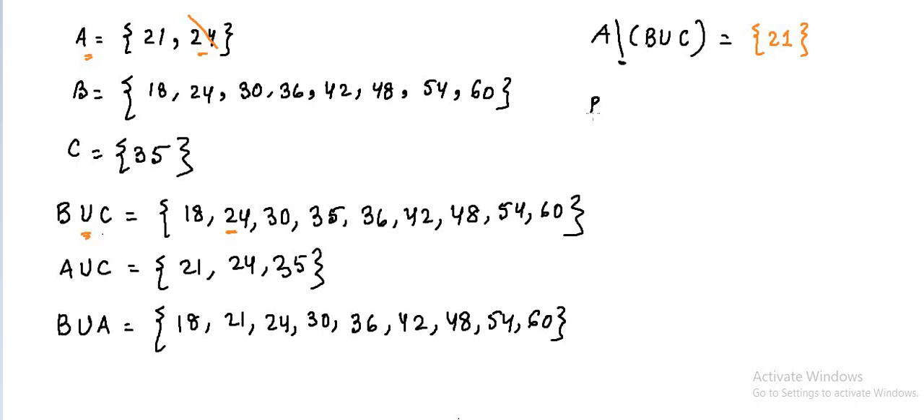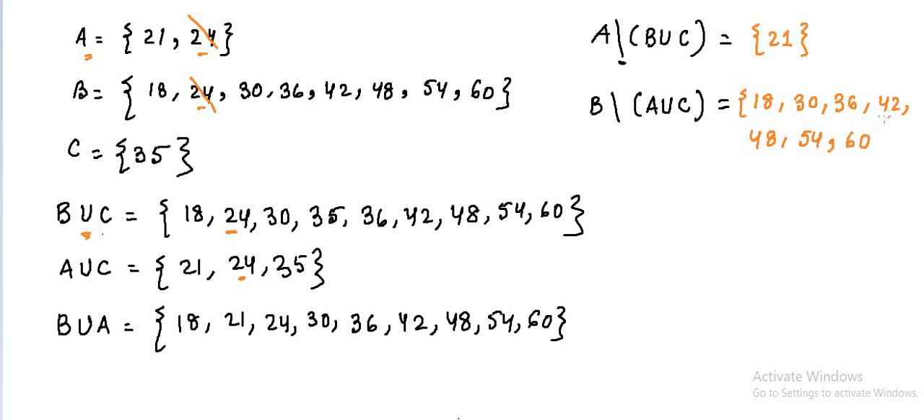In the same manner, let's find B difference of A union C. We will find the elements which are present only in B. If you see the common element, it is 24. Let's remove this 24 and whatever the rest of the elements are, just write them down. So the elements are 18, 30, 36, 42, 48, 54 and 60. Next, let's find C difference of B union A. The same thing applies. Here we have 35 and no other elements are there. So C difference of B union A will be nothing but 35.